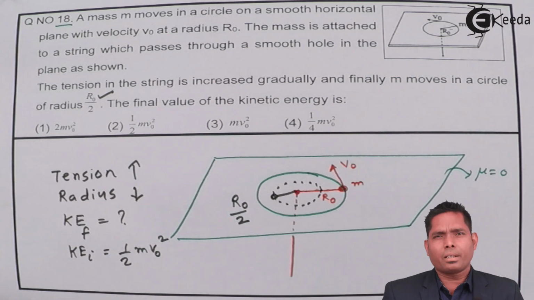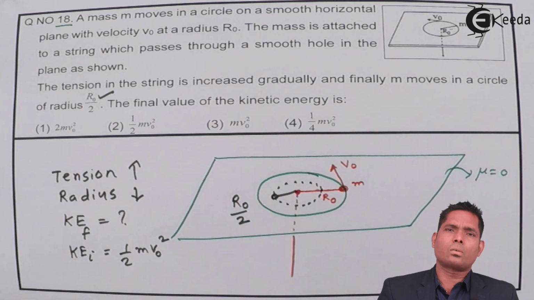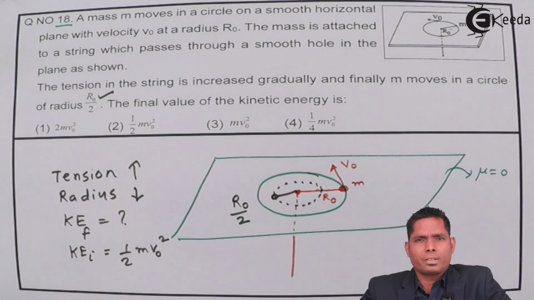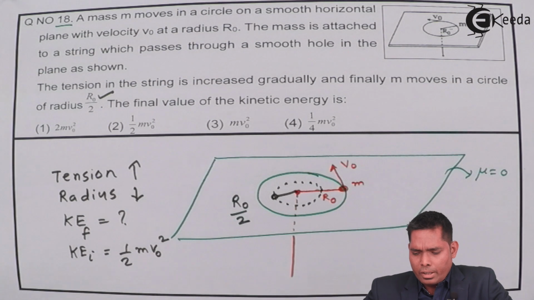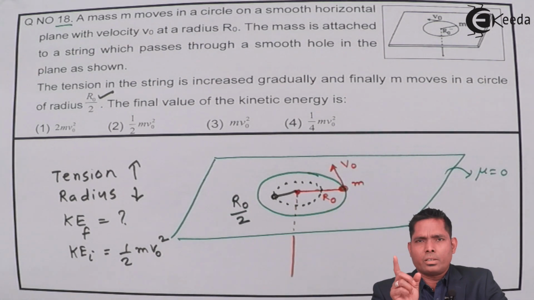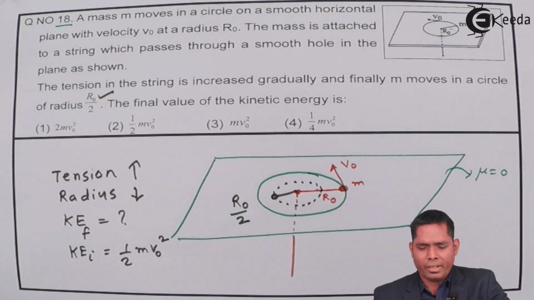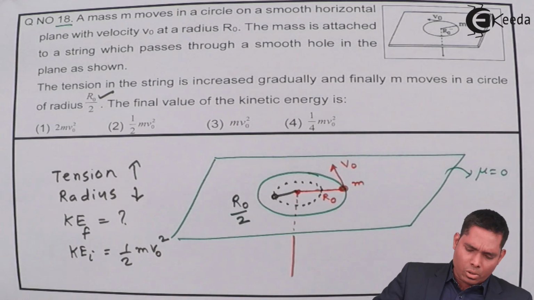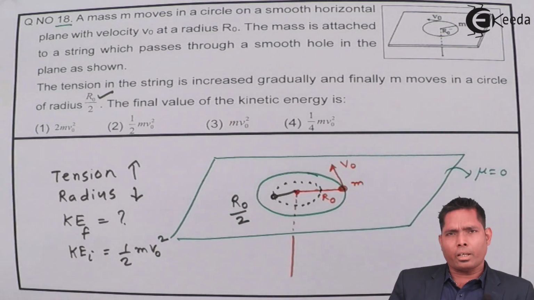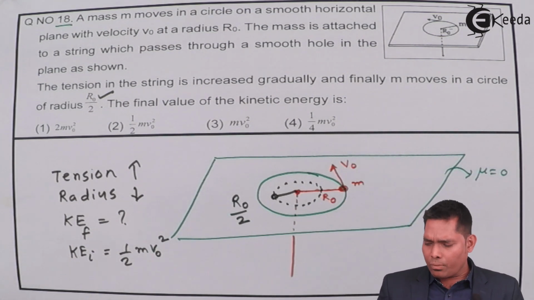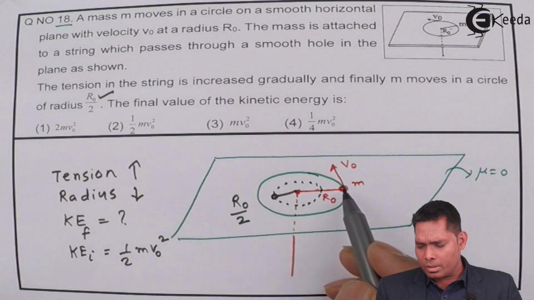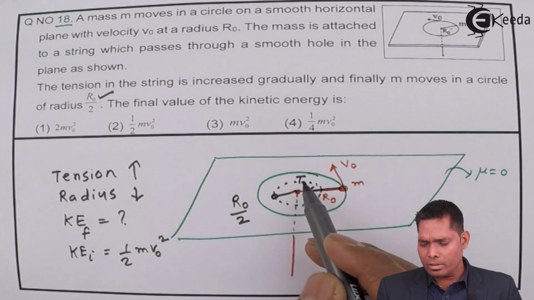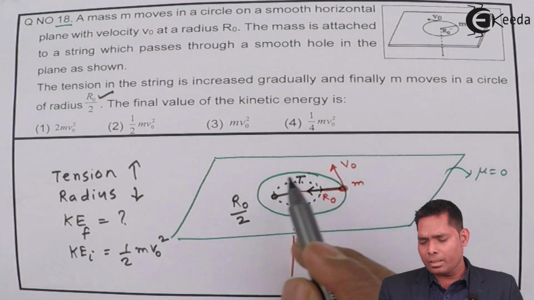Firstly, the particle is moving in a circle. For any circular motion, centripetal force has to be provided from outside. Here the mass m is moving in a circle, and who provides the centripetal force? It is the tension in the string. This tension is always directed toward the center, and it provides the centripetal force, and because of that the mass is moving.